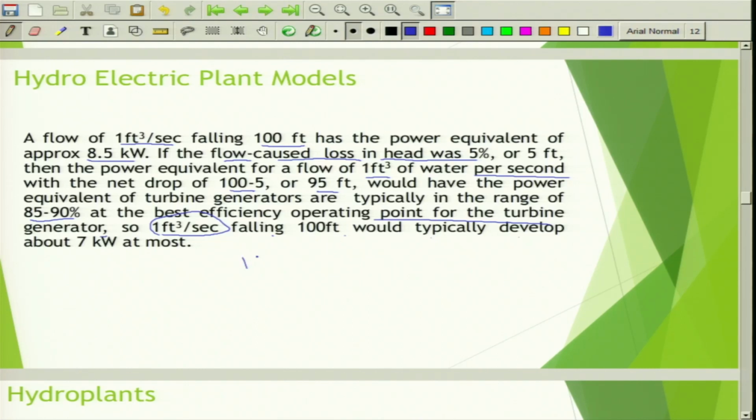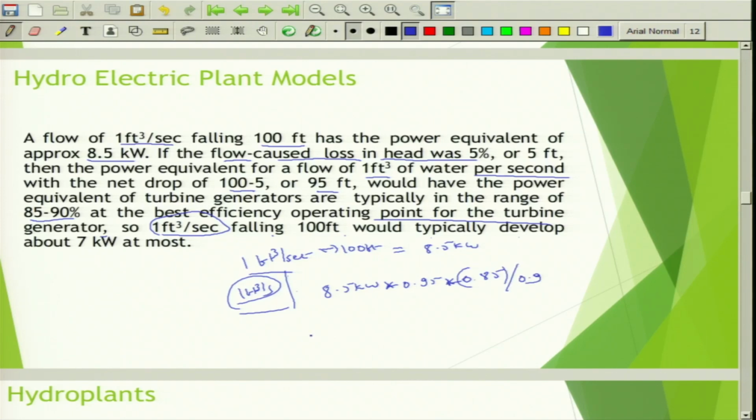This is a simple figure. Let's say 1 feet cube per second, considering 100 feet, you get around 8.5 kilowatt, right. What you need to do is, the same 1 feet cube per second, there is no difference, so you forget about the speed. 8.5 kilowatt, considering 95 feet, that means you consider 95 by 100, earlier it was 100, into the efficiency, you may consider 0.85 or 0.9.